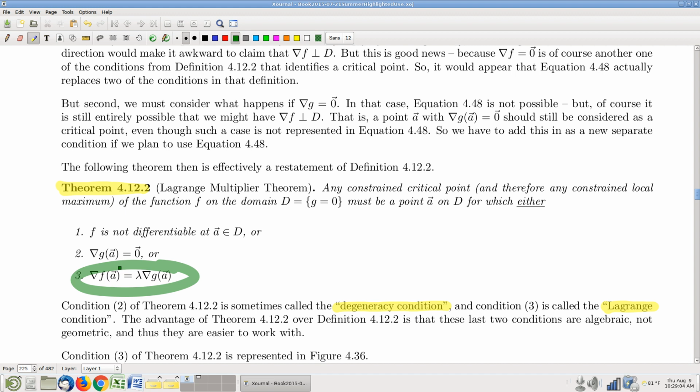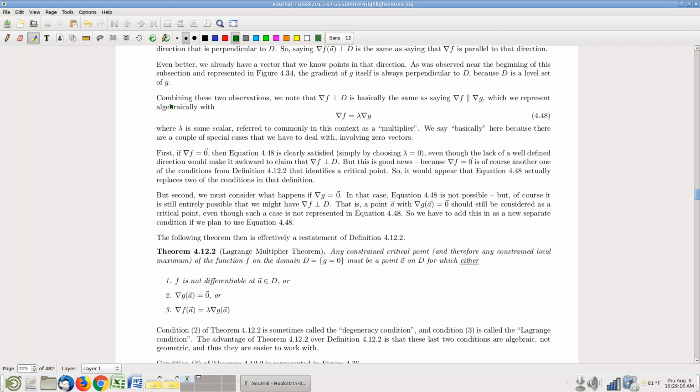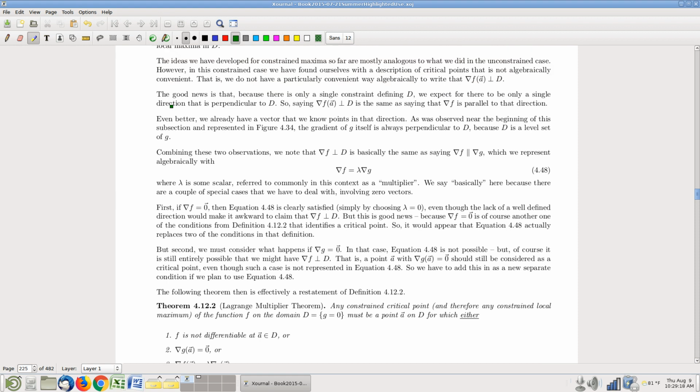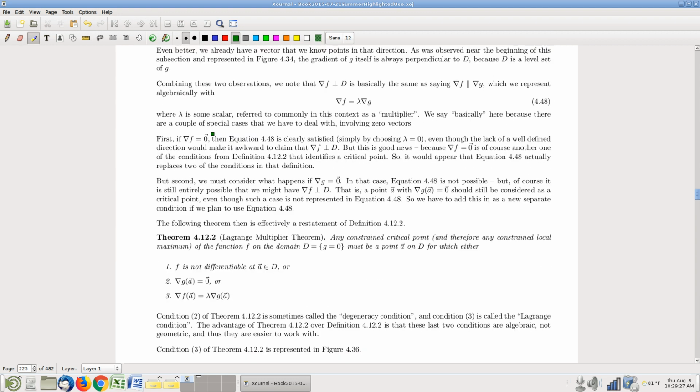Now, those of you who are eagle-eyed might have noticed something else that's happened here. Previously, we wrote down gradient of f equals 0. Now I've written down gradient of g equal to 0. What's up with that? I just changed the f to the g. Can you do that? Is that legal?